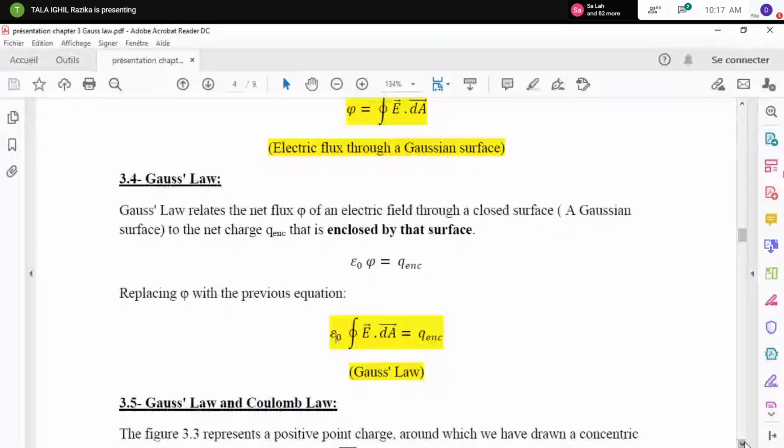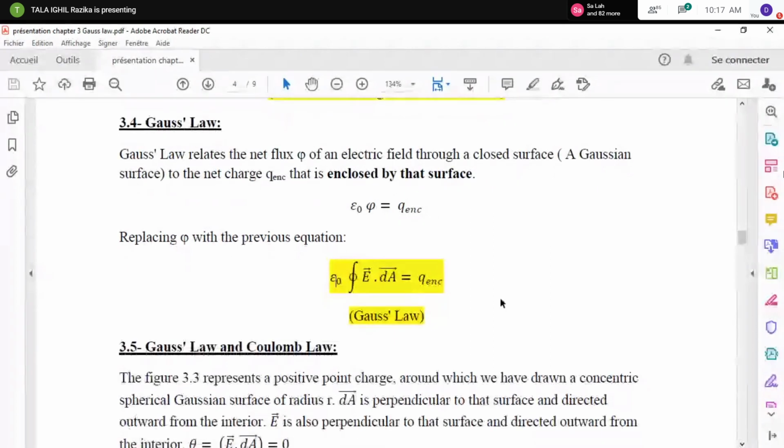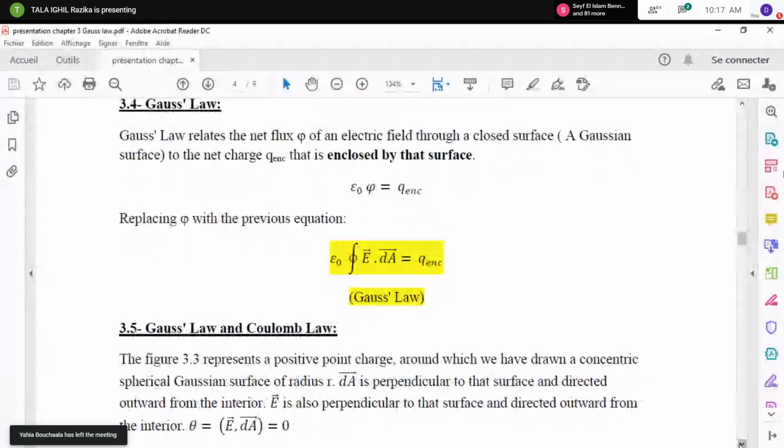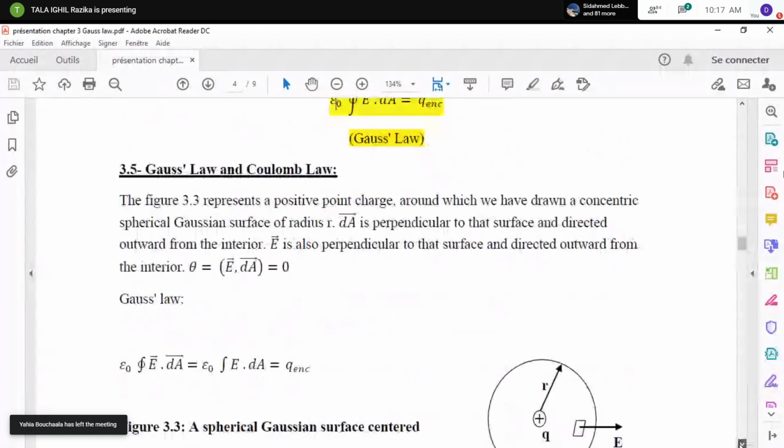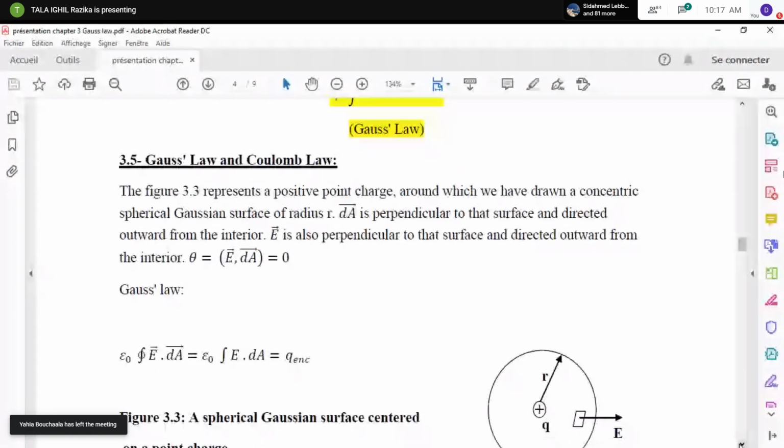That is the formula. What does it mean? It means that if we want to deduce the electric field, we have just to find the enclosed charge inside your closed surface. You remark here that the integral must be operated over the closed surface. We have seen previously Coulomb's law, so we must have the correlation between Gauss law and Coulomb's law.